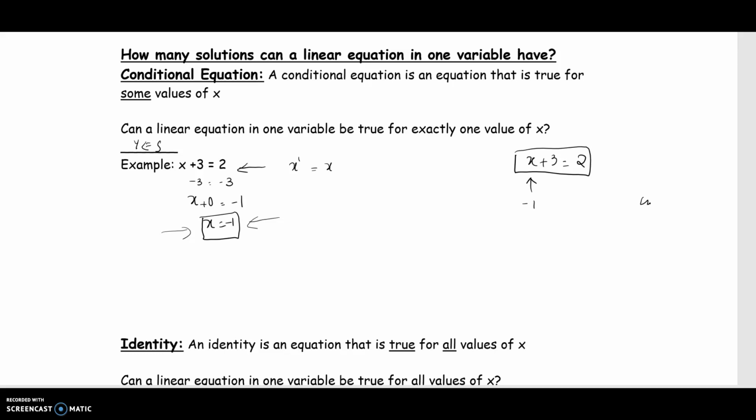Here we're going to discuss the number of solutions for a linear equation. So how many solutions does a linear equation have? The first type of equation is a conditional equation.